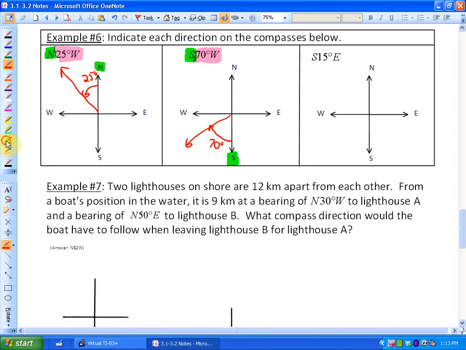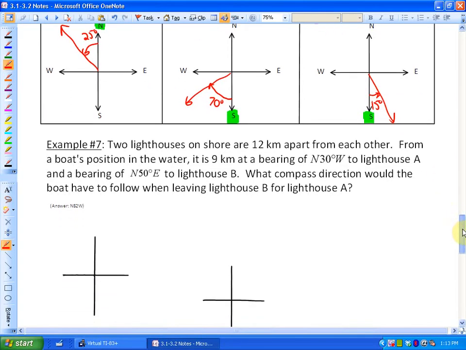And finally, south 15 degrees east, you'd start in the south direction, and then from there, move 15 degrees east. And 15 degrees east would be roughly that amount. So those are nautical directions as boats travel.